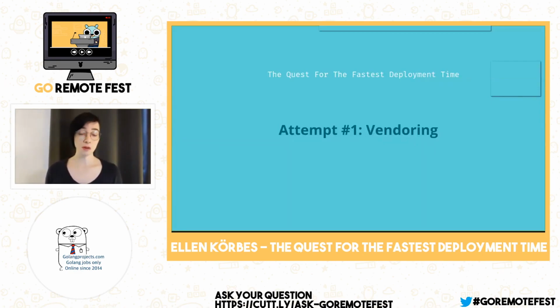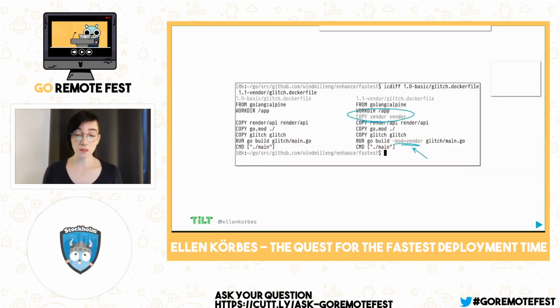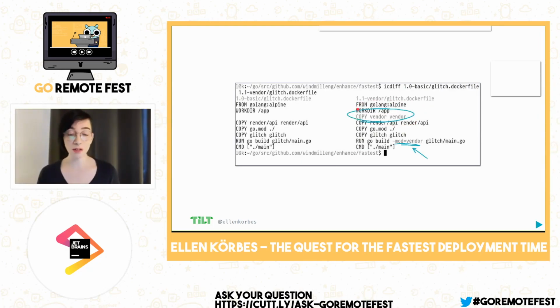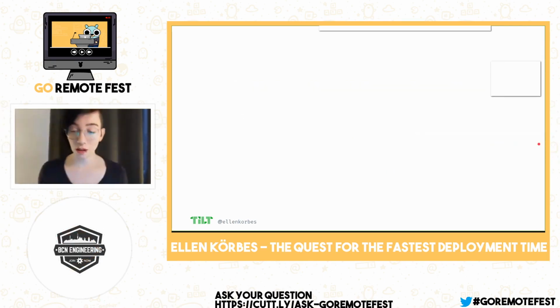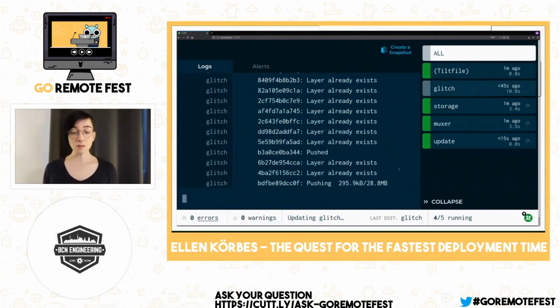So attempt number 1, we're going to do vendoring. This is a diff between the Dockerfile that I used before on the left and the new Dockerfile on the right. So what I'm doing here, I'm just saying, hey, copy a vendor directory. And of course, I had to generate the vendor directory. And then I'm telling the compiler, hey, don't download all that stuff. Just use the stuff from this folder. And this is going to be a bit faster. So let's see how long it takes.